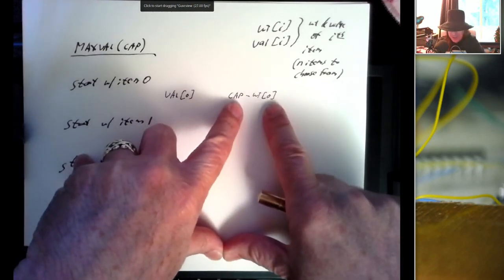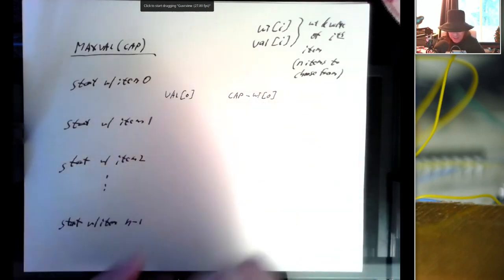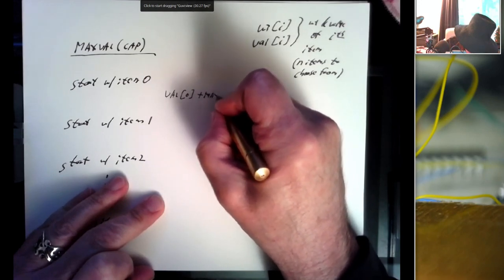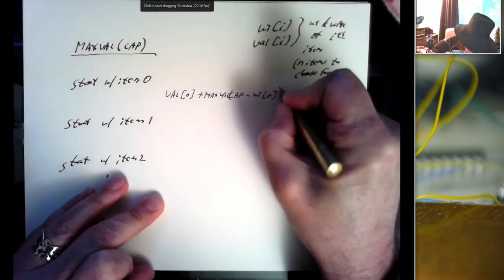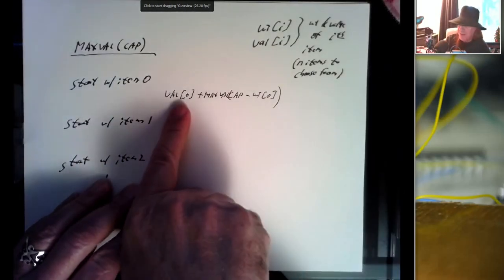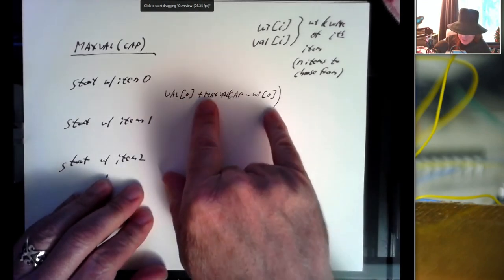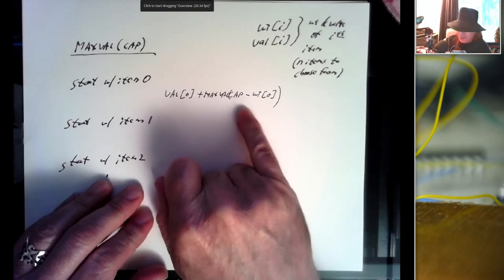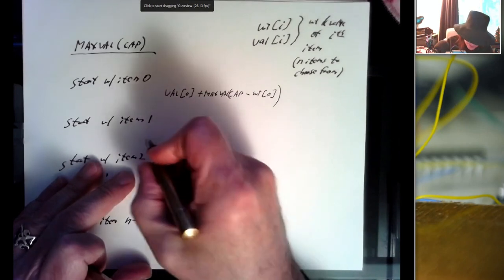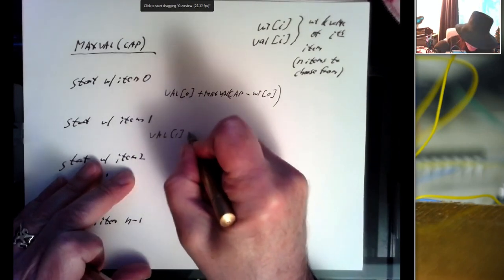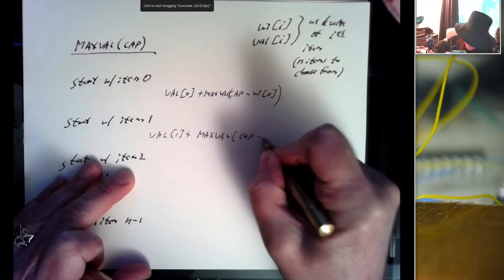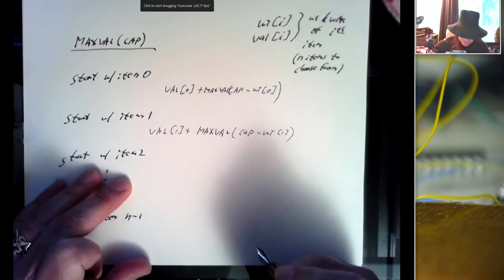So what's the maximum value we can get from that reduced capacity? Well, that's just maxval of that reduced capacity. So the total value we can get if we start with item 0 is the value of item 0 itself plus whatever the maximum is we can get from this diminished capacity, the capacity of the original bag minus the weight of item 0. But if we start with item 1, we get the value of item 1 plus the maximum value of our capacity minus the weight of item 1.